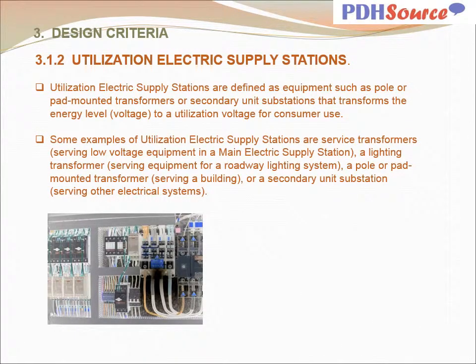Utilization electric supply stations are defined as equipment such as pole or pad mounted transformers or secondary unit substations that transform the energy level, the voltage, to a utilization voltage for consumer use. Some examples of utilization electric supply stations are service transformers serving low voltage equipment in a main electric supply station, a lighting transformer serving equipment for a roadway lighting system, a pole or pad mounted transformer serving a building, or a secondary unit substation serving other electrical systems.